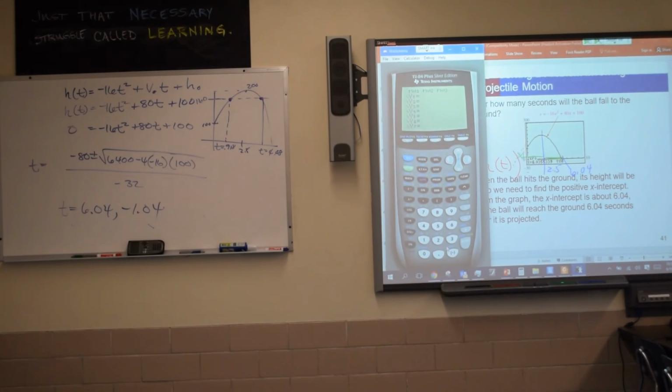So in y1, all I want you to do is type in negative 16. Now we don't have t's here, so we're going to use x, which is fine. Squared plus 80x plus 100. Now if we graph this, most of your graphs are initially going to be in standard view, which runs from negative 10 to positive 10 on the y-axis and negative 10 to positive 10 on the x-axis. Obviously that doesn't get much of our picture in there, right? So we've got to go mess with the window.